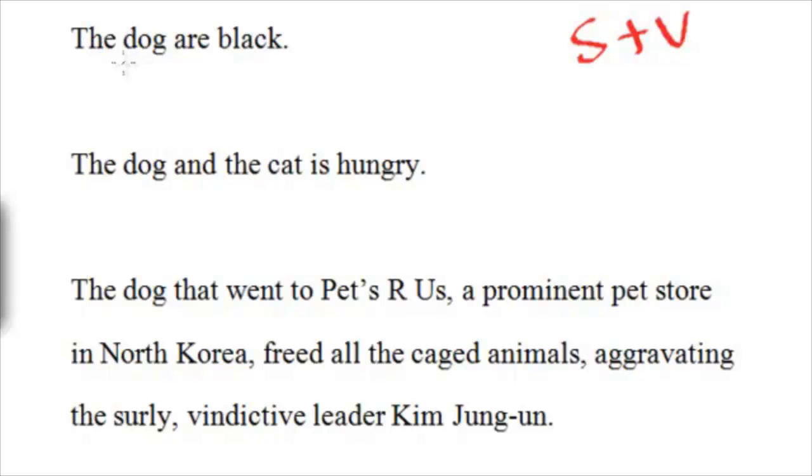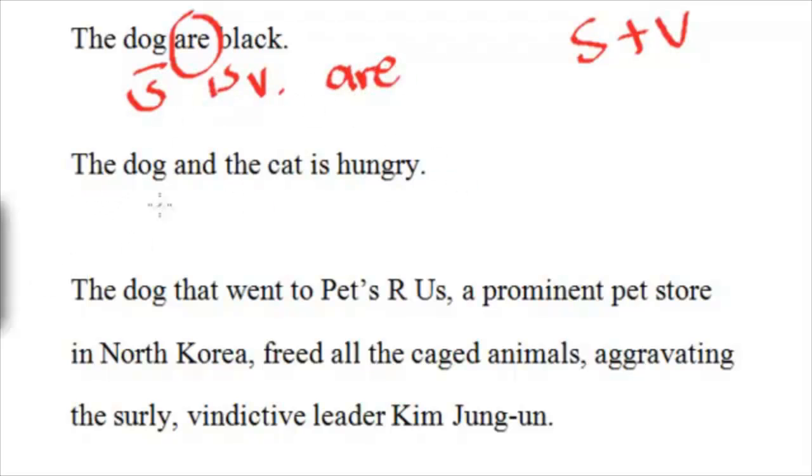So let's look at the most basic sentence over here. This one says, "The dog are black." I know it's kind of hard to read because you probably right away want to say "the dog is black," right? Because dog is singular and requires a singular verb, so it should be "is," not "are."